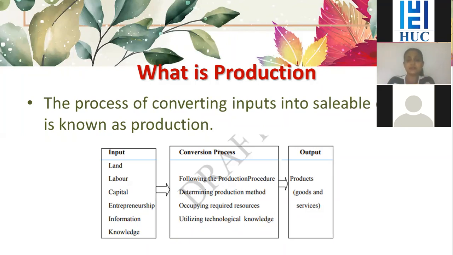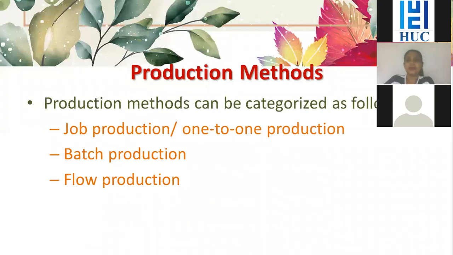So converting this input into output, this whole process we call production, right? The conversion process follows the production procedure: determining the production method, occupying required resources, and utilizing technological knowledge. Converting the main inputs into outputs is what we call production, right?